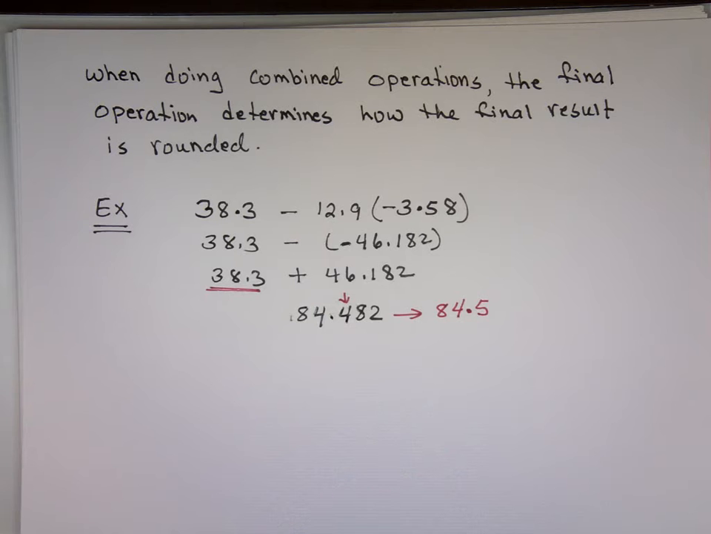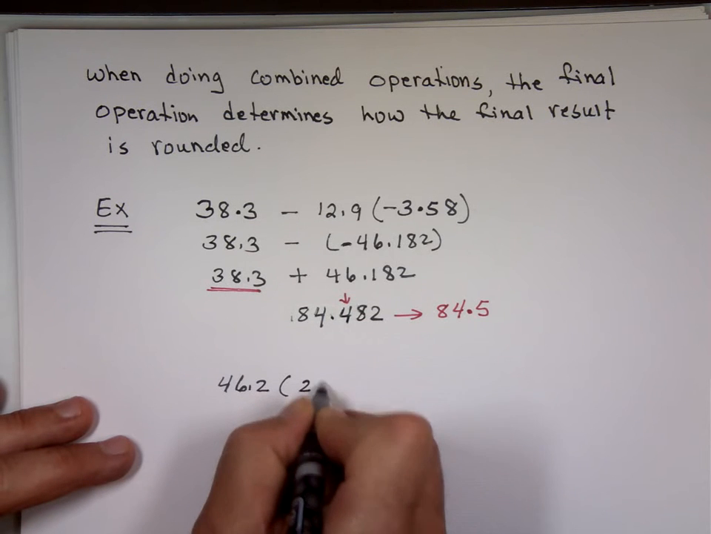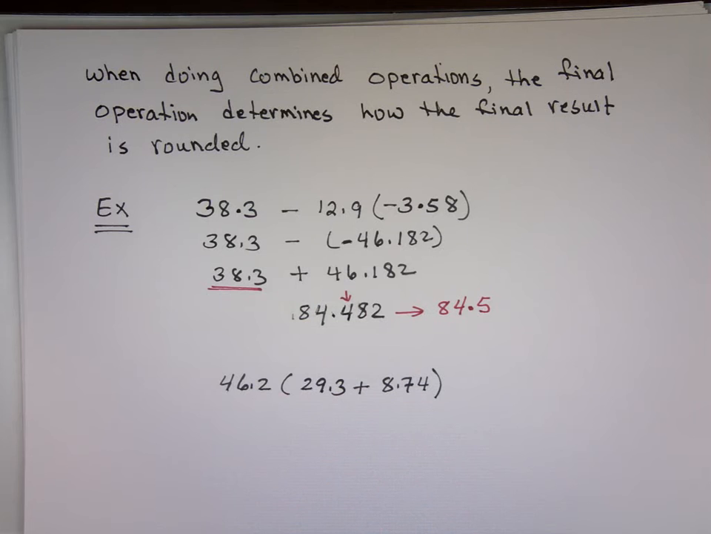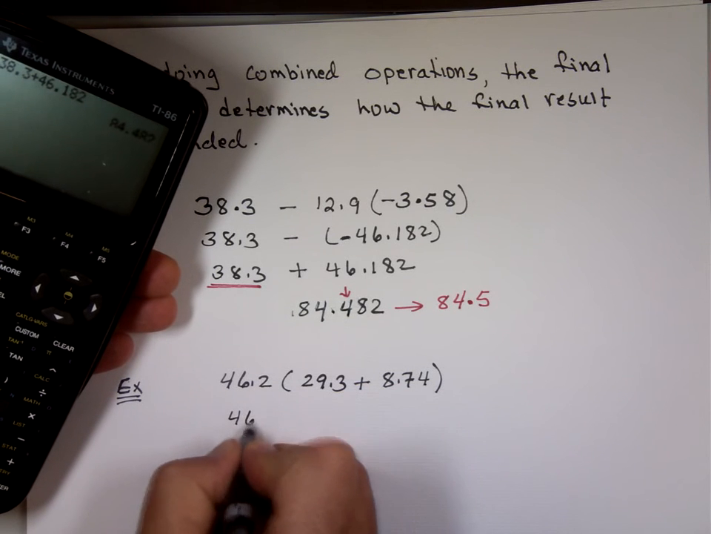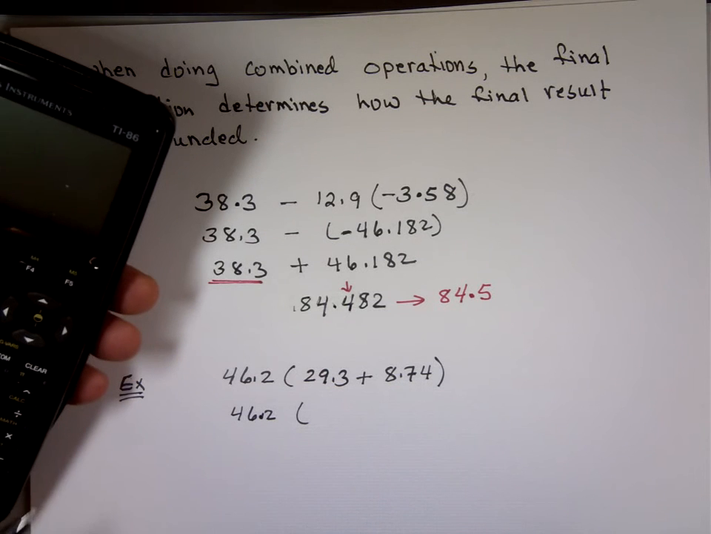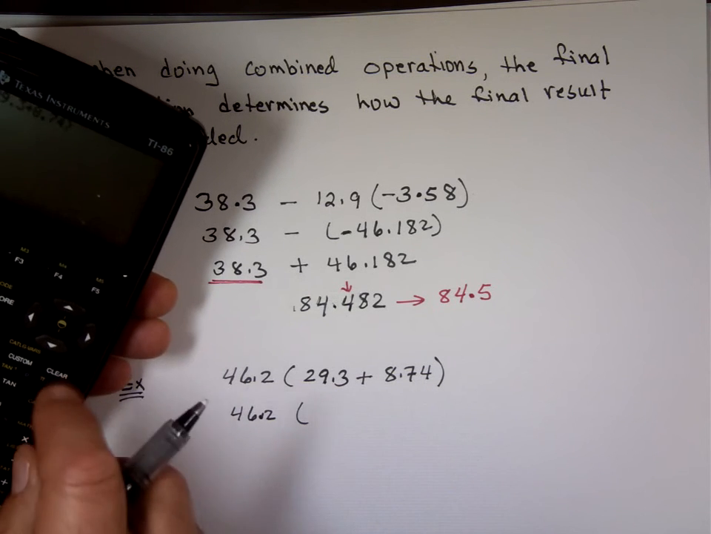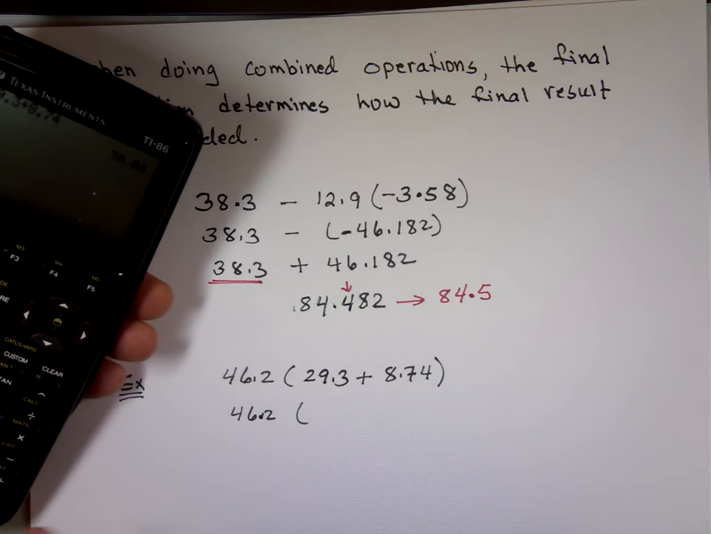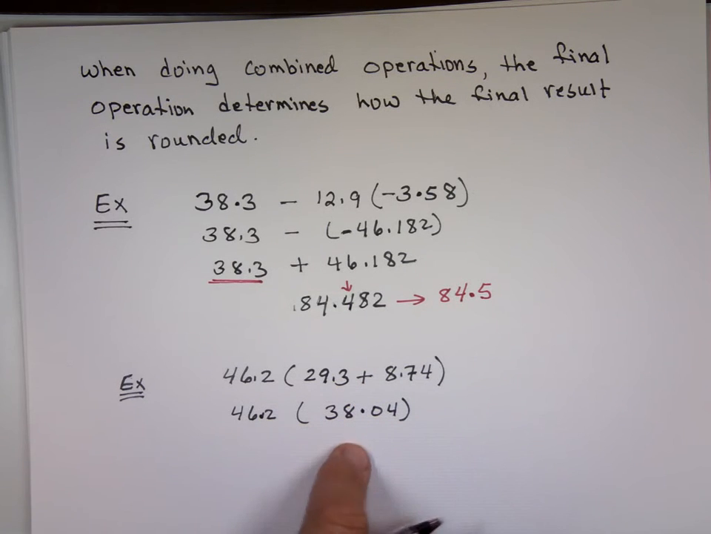Try another one. 46.2 times the quantity 29.3 plus 8.74. So you do what's inside the parentheses first. 29.3 plus 8.74 equals 38.04. Now I'm going to multiply. So let's multiply the two numbers times 46.2.